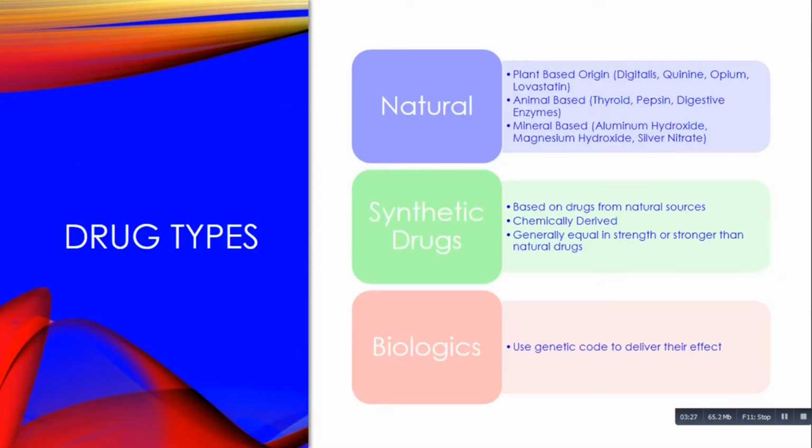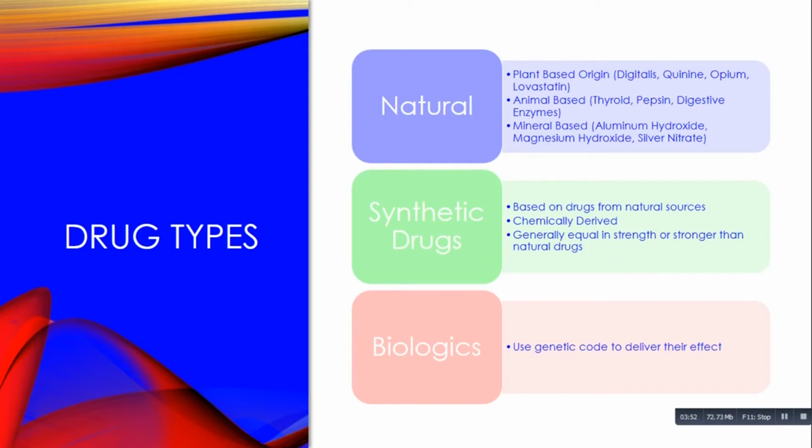We call these biopharmaceuticals, the newest class of drugs. So how do we get drugs? We can't get them all from a natural source. So the parent drug of any one given family usually has some type of natural origin, like a plant-based origin. Most frequently that is the case with digitalis, quinine, opium, lovastatin.